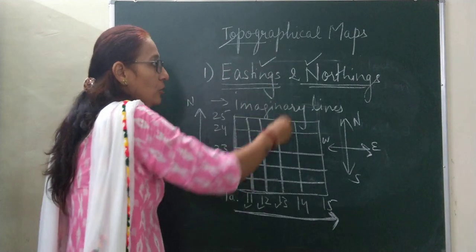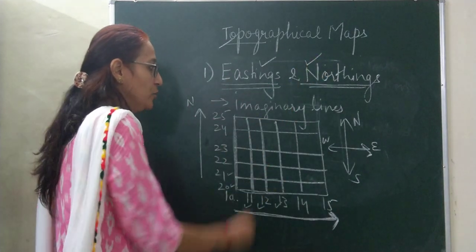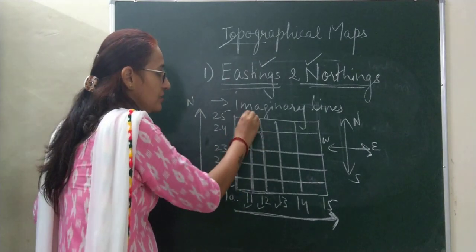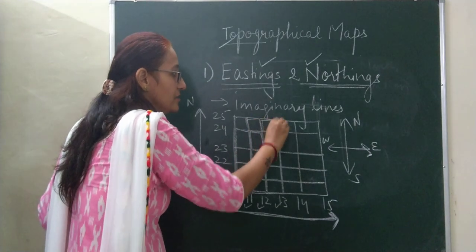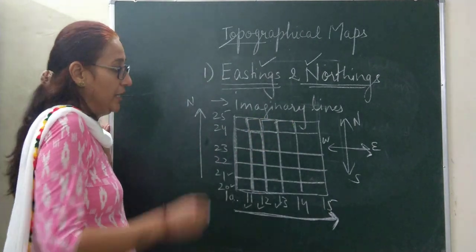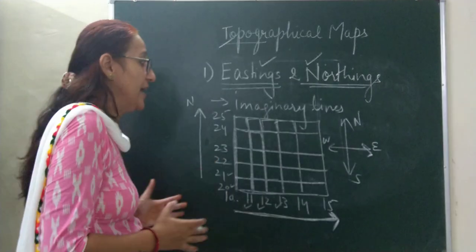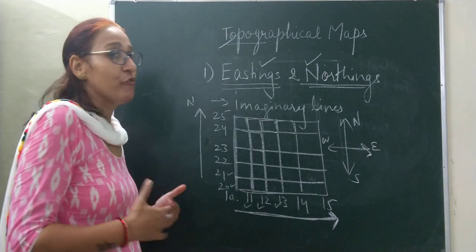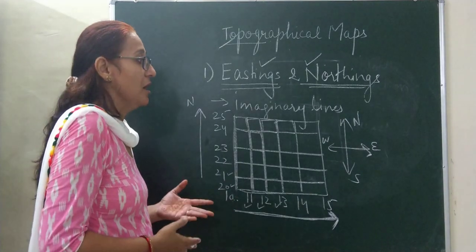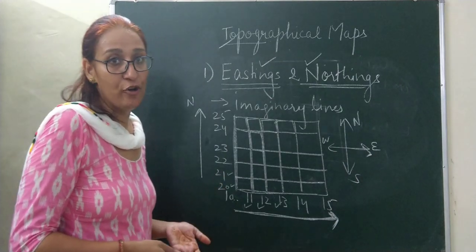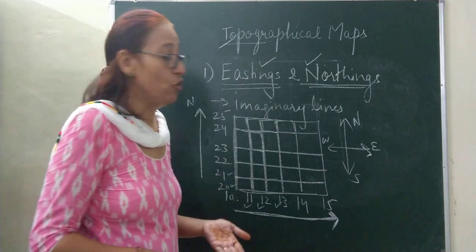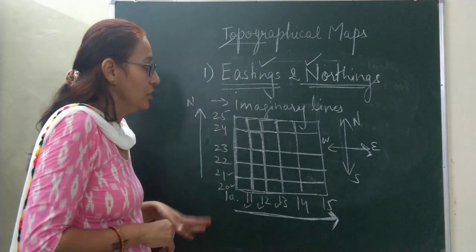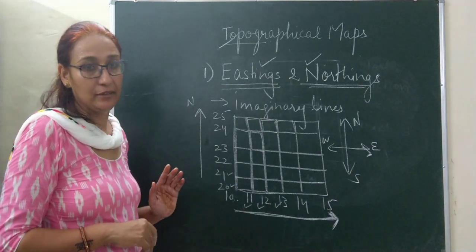So together, easting means standing line, and northing means sleeping line. Together these two lines make one grid. So this is one grid, this is the second grid, this is the third grid, this is the fourth grid. And if you observe your maps, you will find different colors and different symbols here. We'll learn about these symbols and colors in later videos. So first of all, you have to learn what eastings are and what northings are. So this is about eastings and northings.